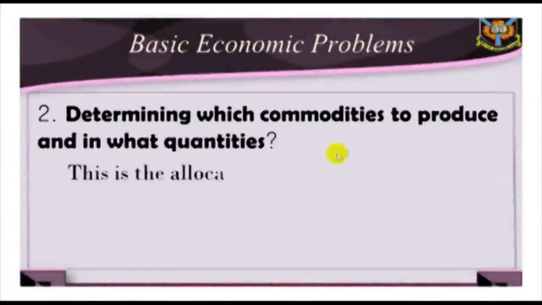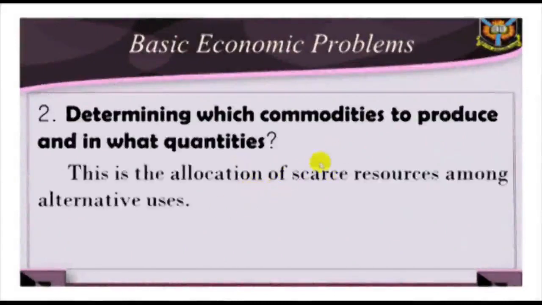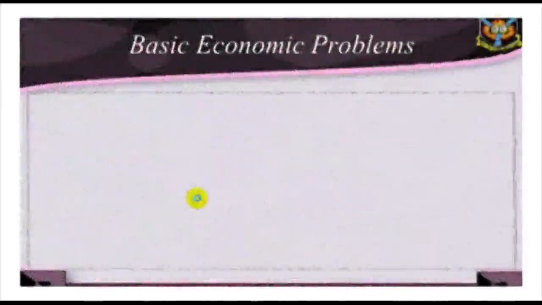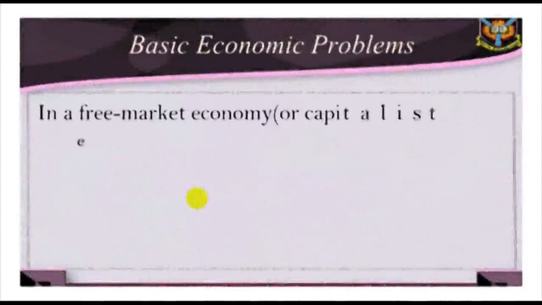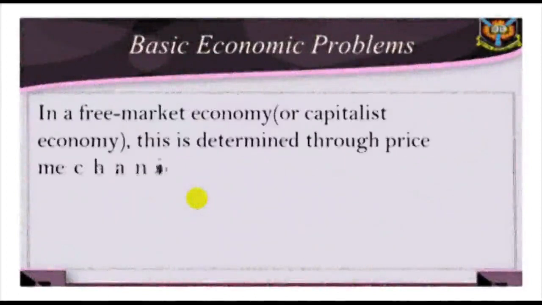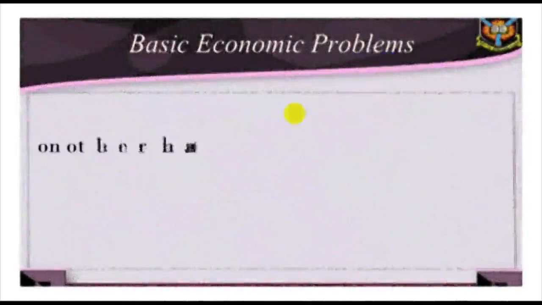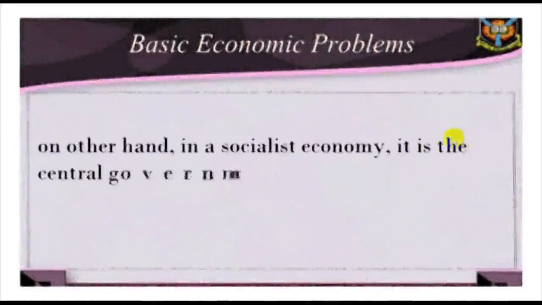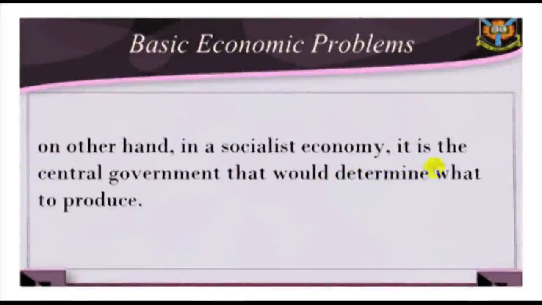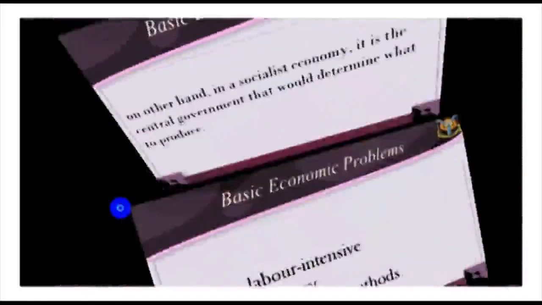This is the allocation of scarce resources among alternative uses. In a free market economy, that is capitalist economy, what to produce and in what quantities are determined by the price mechanism. On the other hand, in a socialist economy, it is the central government that will determine what to produce. 3. Determining what methods of production to use in producing these commodities.